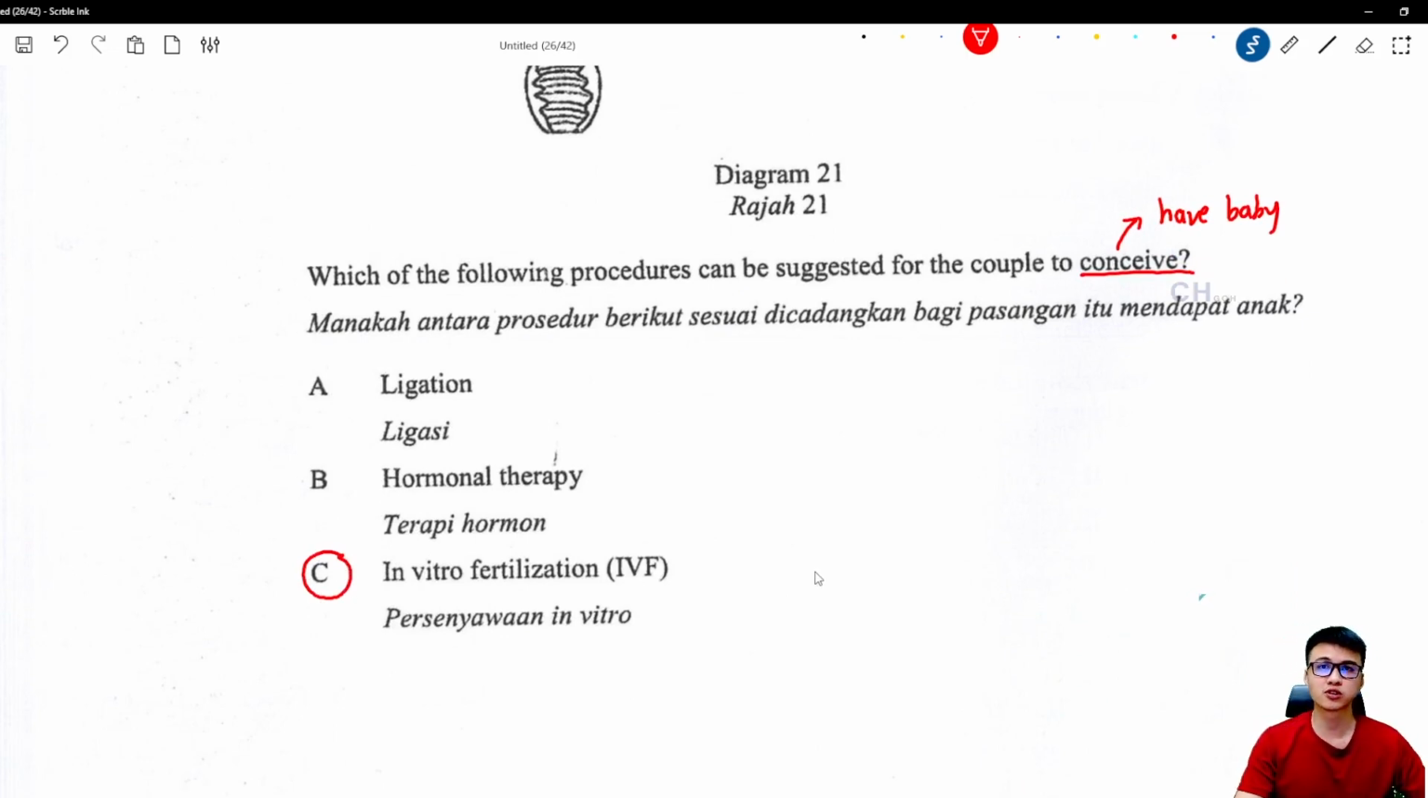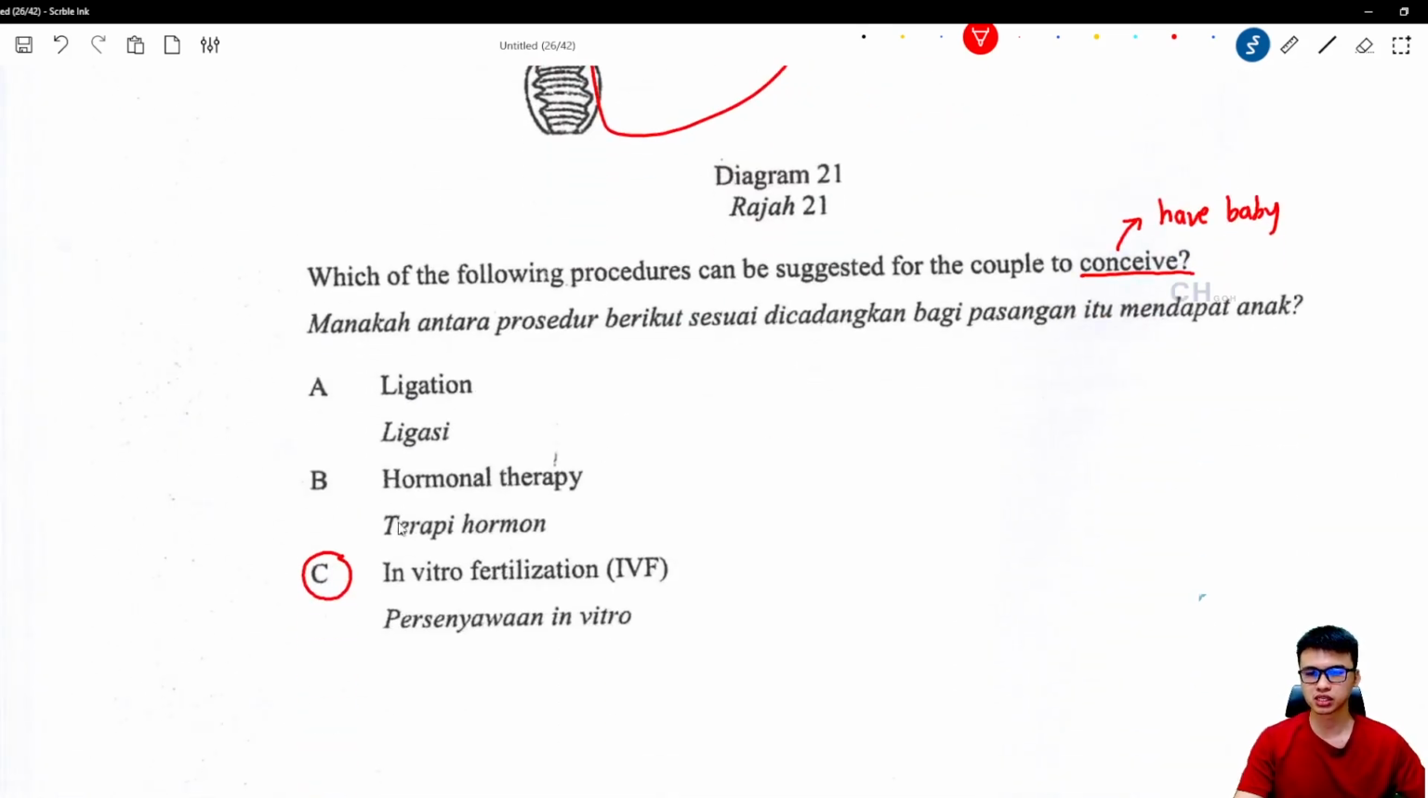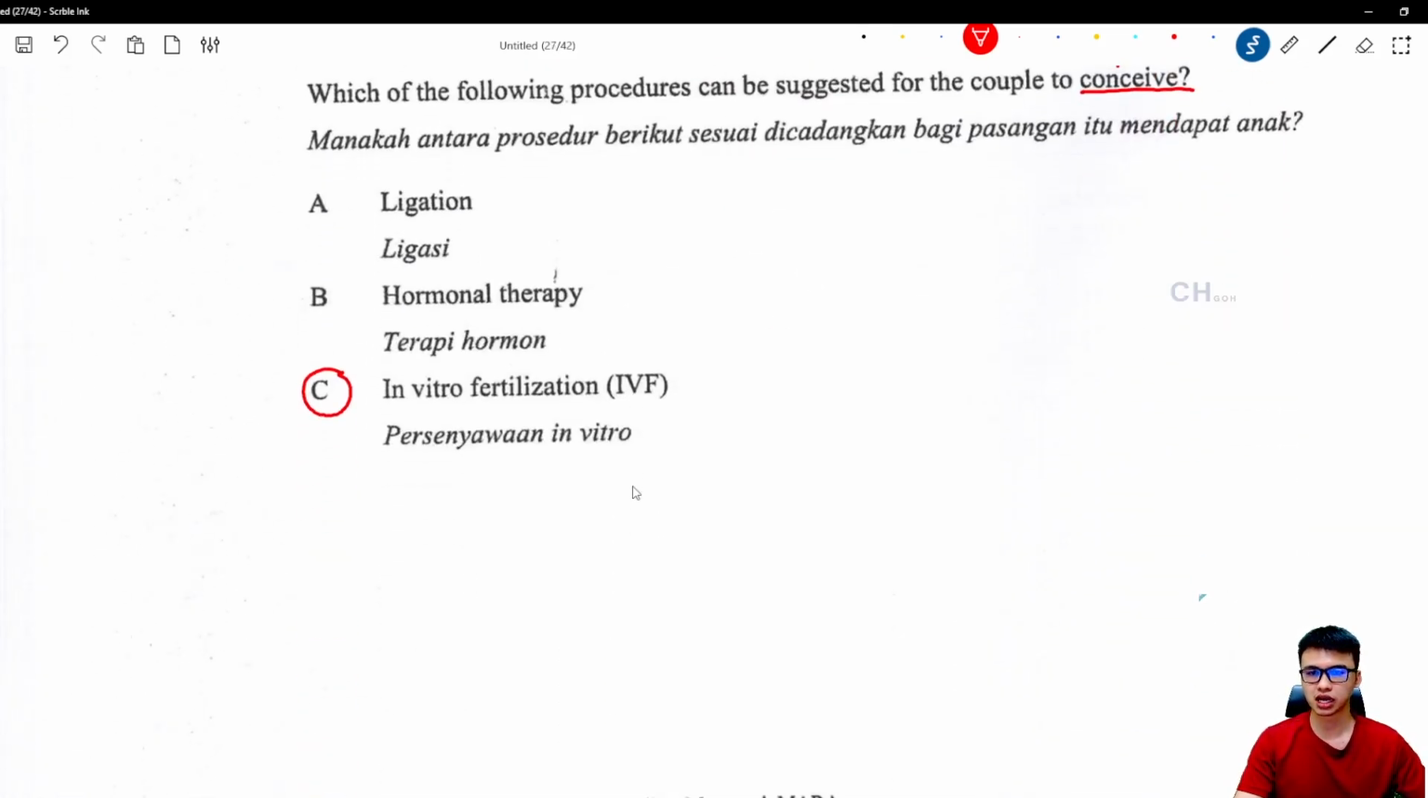We call it in vitro fertilization. In vitro means test tube, okay, which means that you are going to take out the ovum from the ovary, put it into a petri dish, and then take the sperm from the male, put it into a petri dish, let them fertilize. Once they form the embryo, put it back into the uterus. So this is the way that can solve the blocked fallopian tubes problem. Okay, so the answer will be in vitro fertilization, IVF.